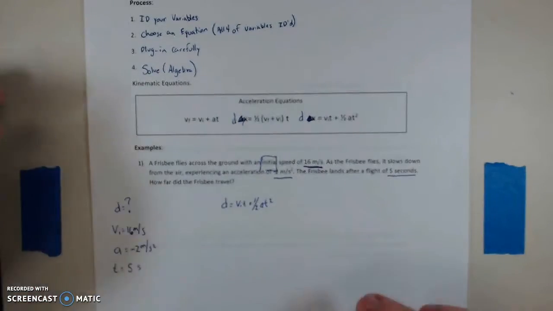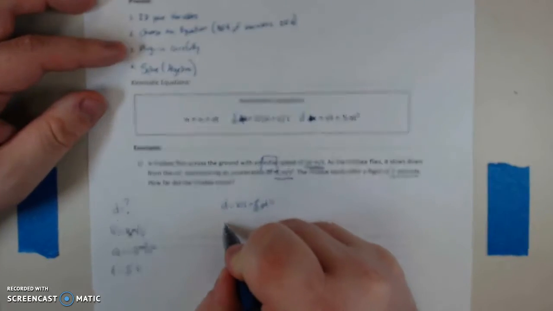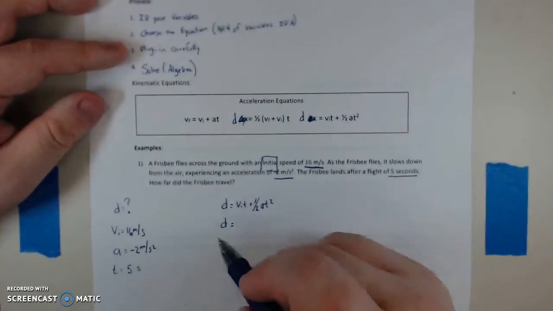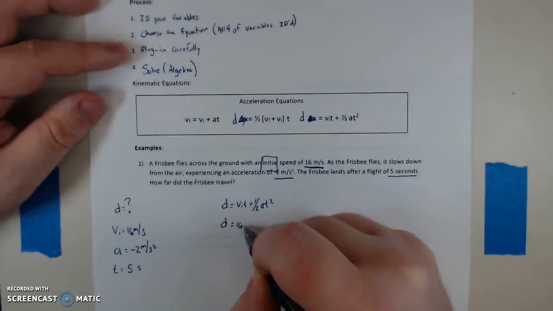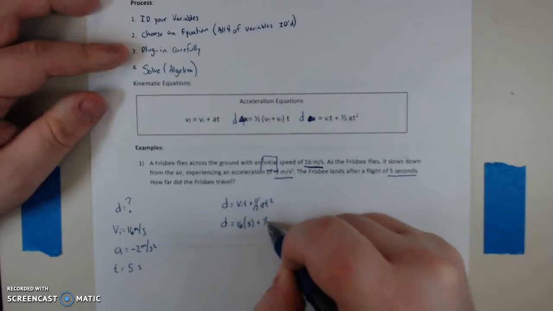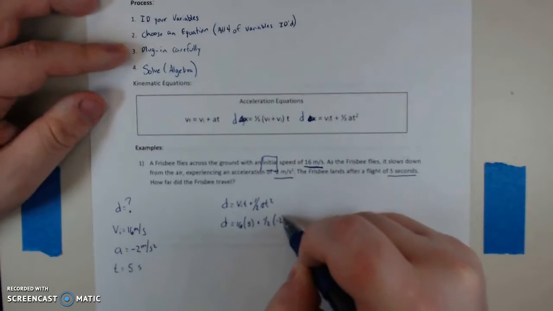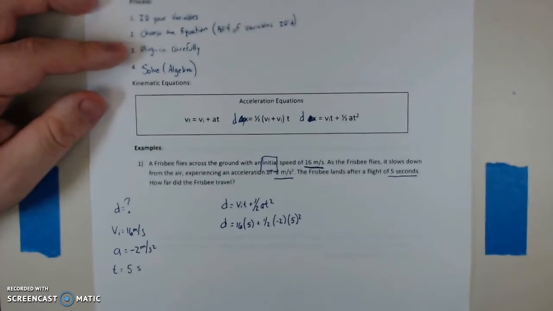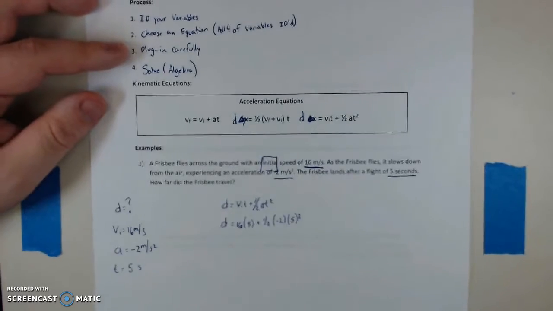Step 3, I'm going to plug in and make sure I do so carefully. My distance is unknown, so let that sit as a D. VI is 16. T is 5. 1/2. A is negative 2. And then T, once again, is 5. And make sure you don't forget your square. From here, we're actually pretty fortunate. This is already solved out for us.